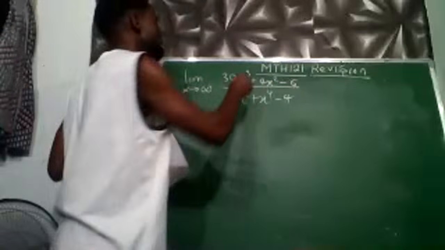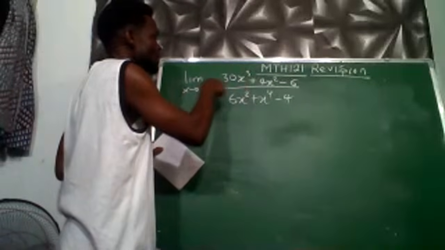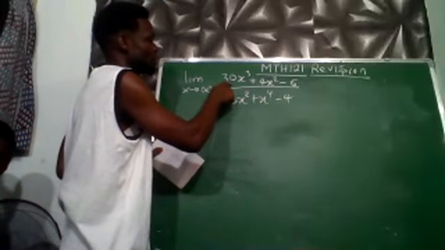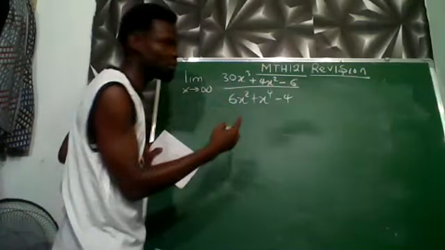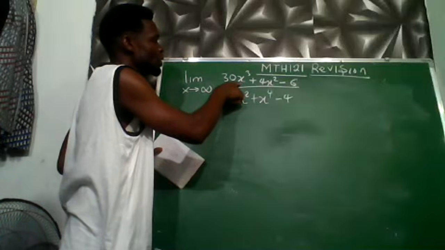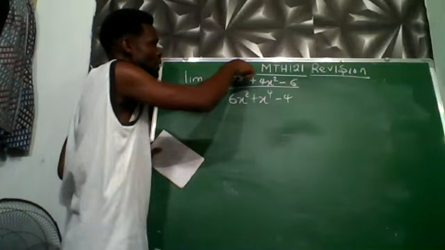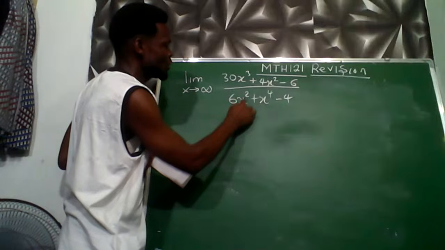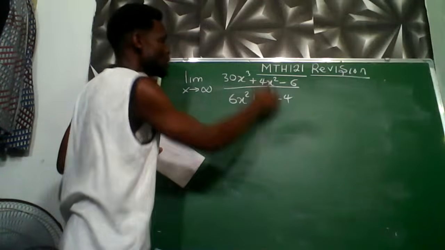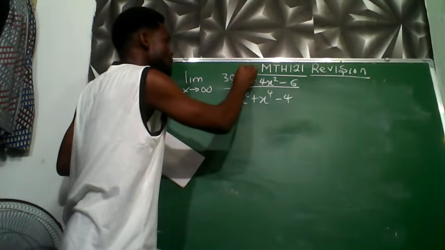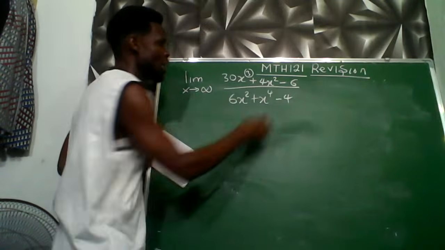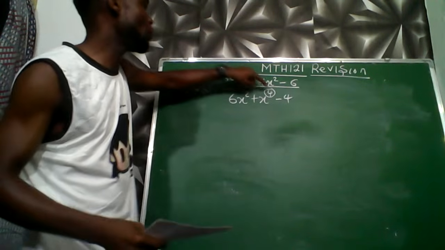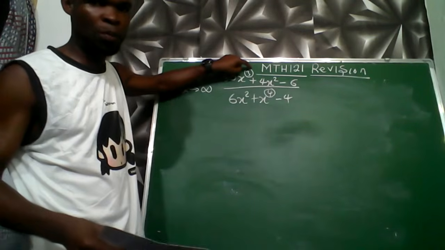Now, when you want to find the limit as x tends to infinity of a function, ask yourself, what is the highest power of the variable at the numerator? The highest power is 3. What is the highest power at the denominator? It is 4. It's 3 over 4. So the highest degree of the numerator is smaller than that of the denominator. This is a proper fraction.